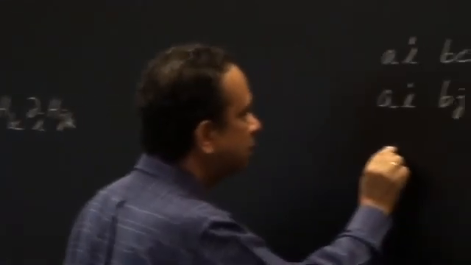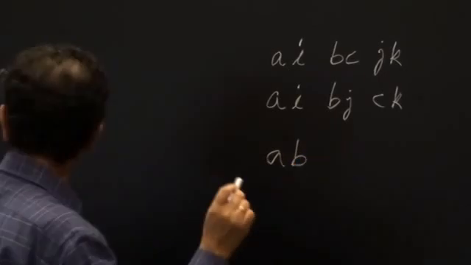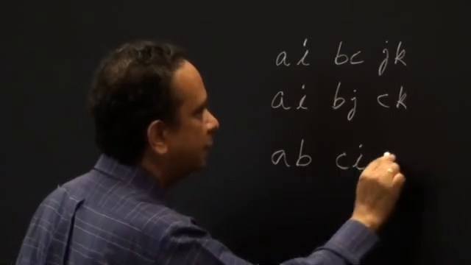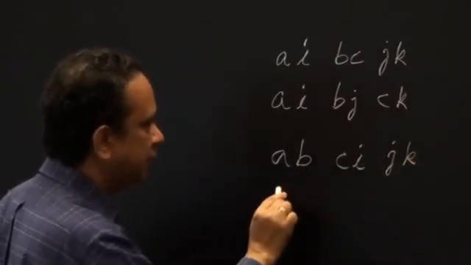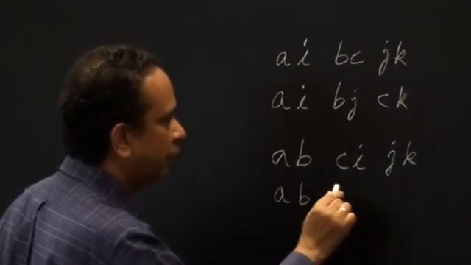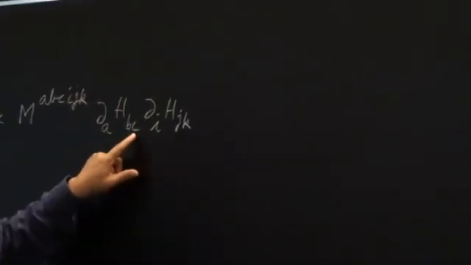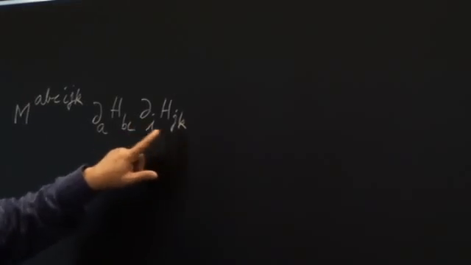This is possible. Okay? Now let us take A and say that it is contracting with B. So I have AB. When I take AB, C can contract with I, so I have CI, JK. And similarly, I can have AB, CJ, IK. So I have AB, with C contracted with I, and C contracted with J. Okay? So these are the only two possibilities there.